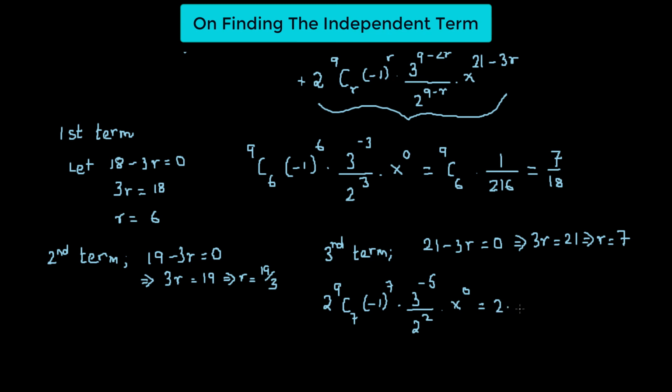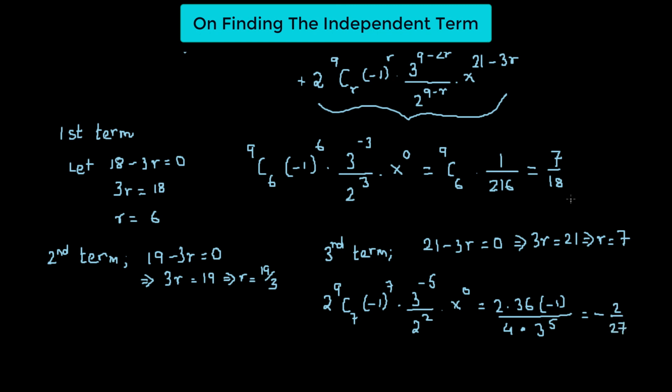So 9c7 gives us 36. Negative 1 raised to the power 7 gives us a negative number, divided by 2 squared is 4 times 3 raised to the power of 5. And when we do the computation, that gives us negative 2 over 27. So this is also independent of x.